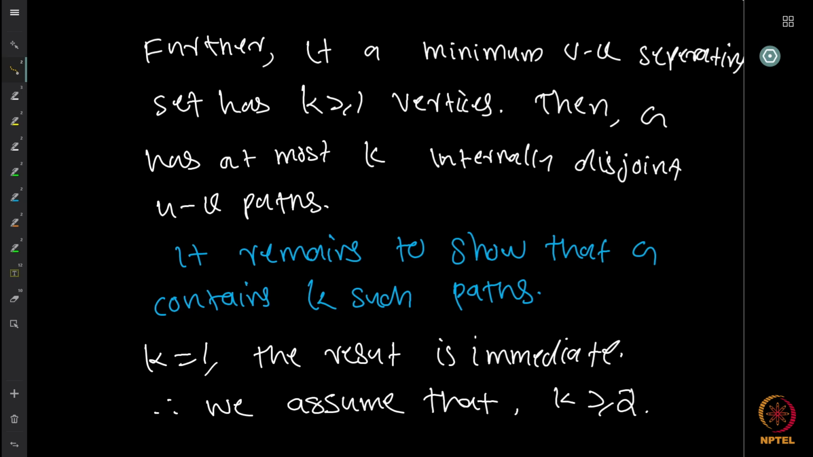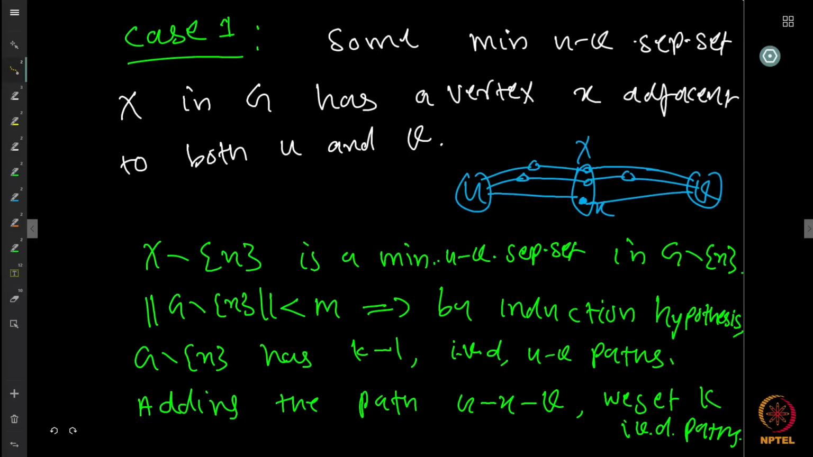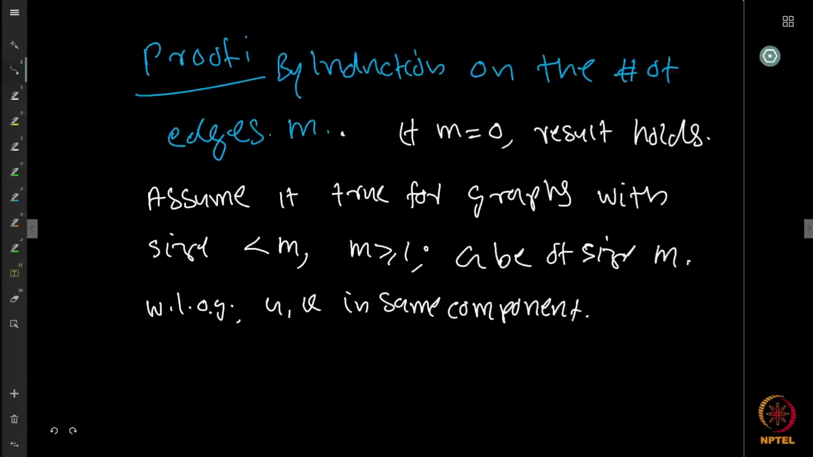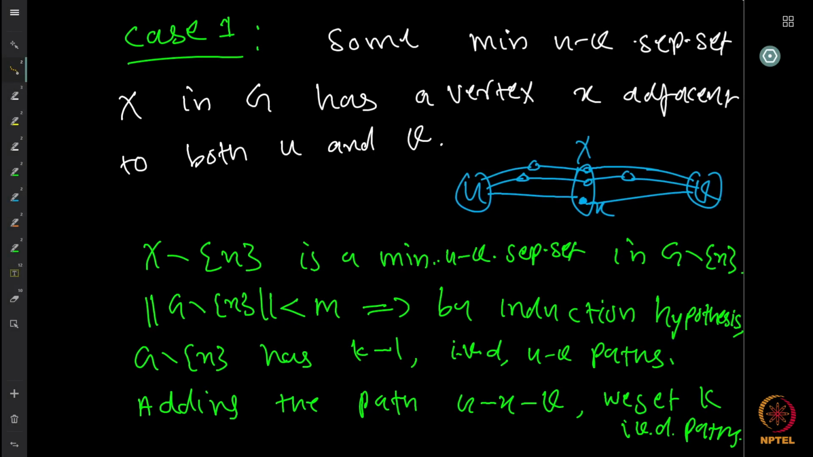So without loss of generality, we assume that k is at least 2, because we have done the case k equal to 1. So we will assume that k is at least 2 for the remaining part of the proof. Okay. So we divide the proof into three cases. The definition of these cases is very interesting because it makes the proof very easy. So let us see how we define this case.